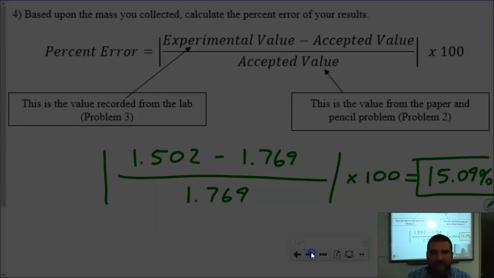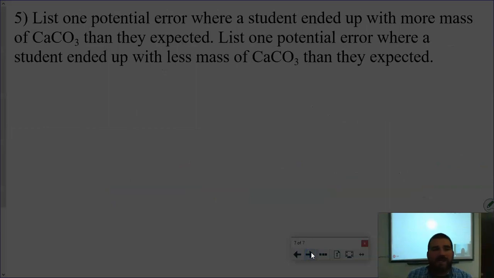So this is where I'd like to leave you. The very last question of this lab assignment is to list one potential error where a student ended up with more mass of calcium carbonate than they expected. Now, this is the exact opposite of what my data did. My data got less than I would have expected. But think about the opposite. Why or how, in theory, could we have ended up with more mass of calcium carbonate than we would have theoretically expected? And then the next part is, what's an error where they ended up with less mass? That's what I did. My results gave me less mass. So what could have been an error that would have given me that as well? Please write something down for each.